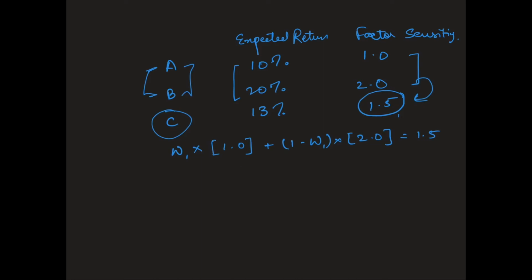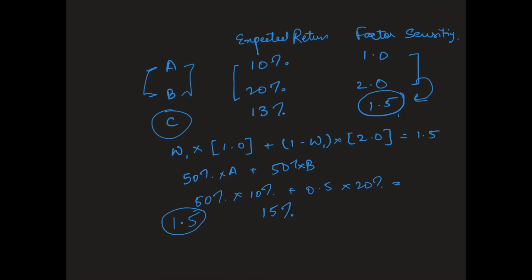So I'll be buying 50% of A, like I'll be putting 50% of my money in A, 50% in B. So let's see what my returns are going to be. So it's going to be 50% into 10%. So that's going to be 15%, and my beta is going to be 1.5.